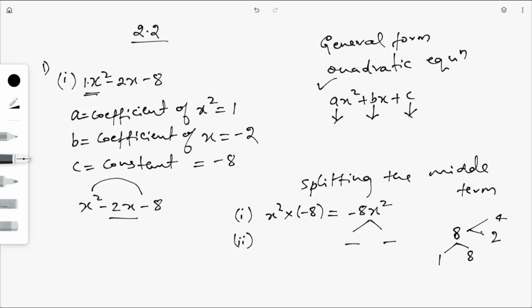Okay, so we need to pick one pair out of these two. If I multiply 1 and 8, I get this 8 here. Either by adding or subtracting 1 and 8, it is not possible to get 2, right? So this one is not possible. So what about 2 and 4? If we multiply these two, we get this 8. If I subtract, the difference of 4 and 2 is 2, right? So you take this pair.